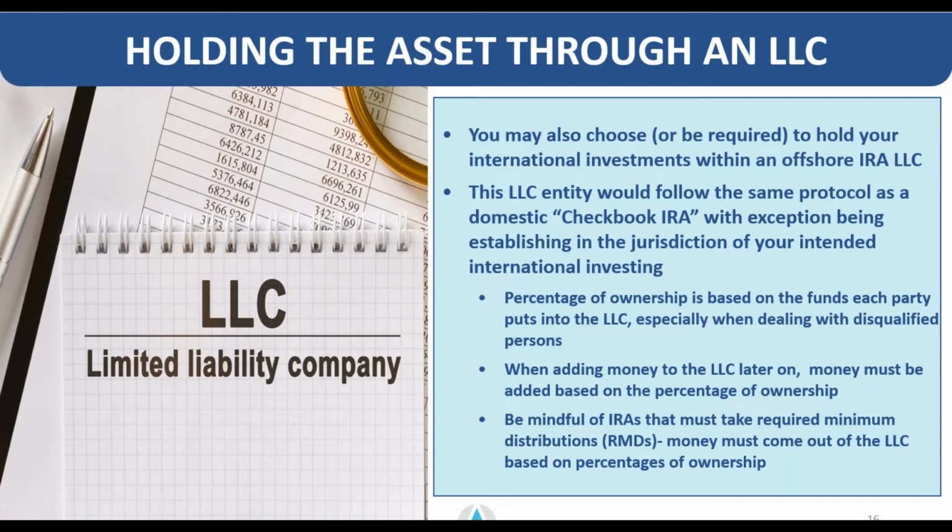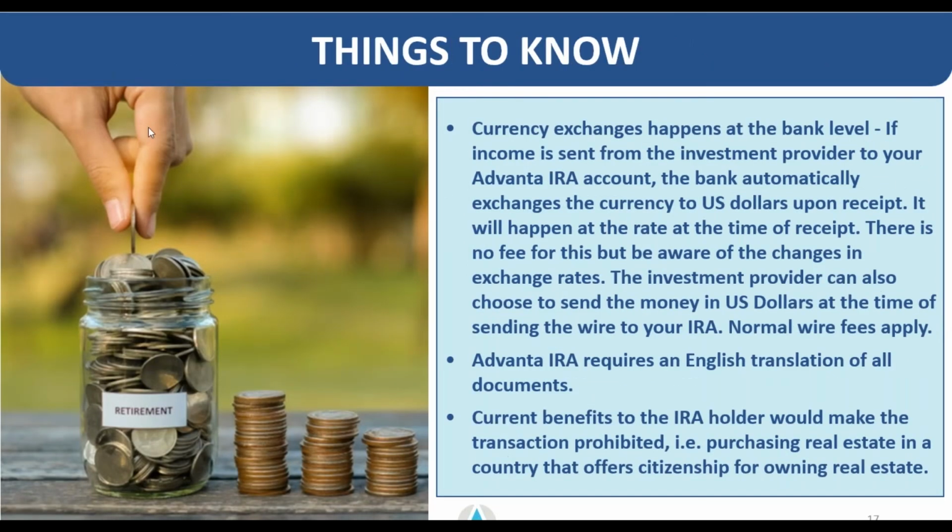And be mindful that for IRAs that have to take a minimum distribution, money must come out of the LLC, or the foreign equivalent of an LLC, to the IRA in order to meet the RMD. The money comes first to the IRA, and then we distribute the money in the case of a required minimum distribution. So a couple things to know, and a couple things that we have come across, and even I personally have learned as we have gone through the process with different clients on foreign investments.